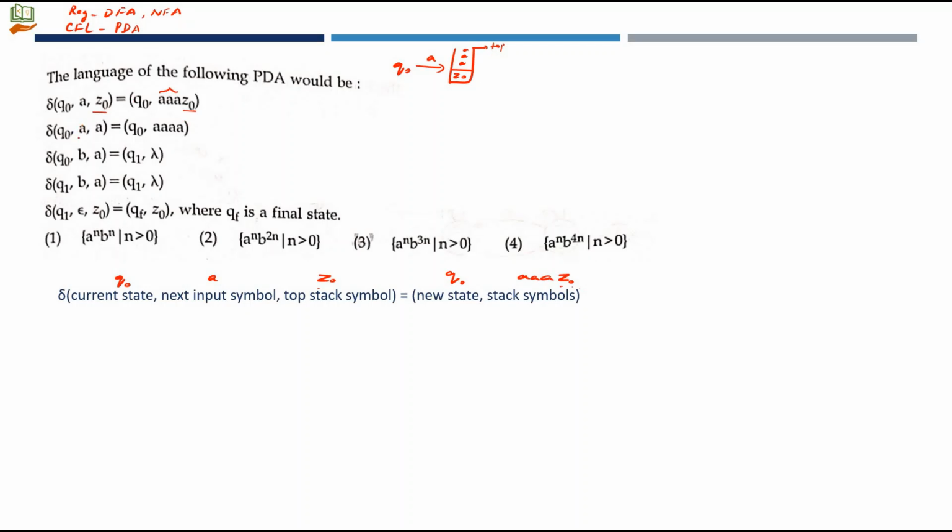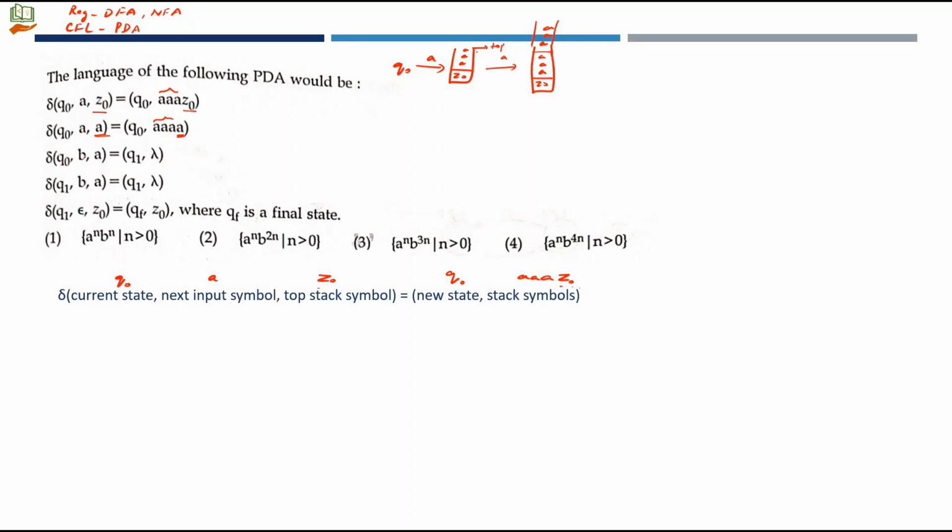The next transition, Q0, A, A. It means I am still in the state Q0, but this time the top stack element is A. So again when I read A, there are already 3 A's in the stack. This A stays the same, and we have 3 more A's that are pushed to the stack. So let's add 3 more A's here. Altogether we have 6 A's. This is the second transition.